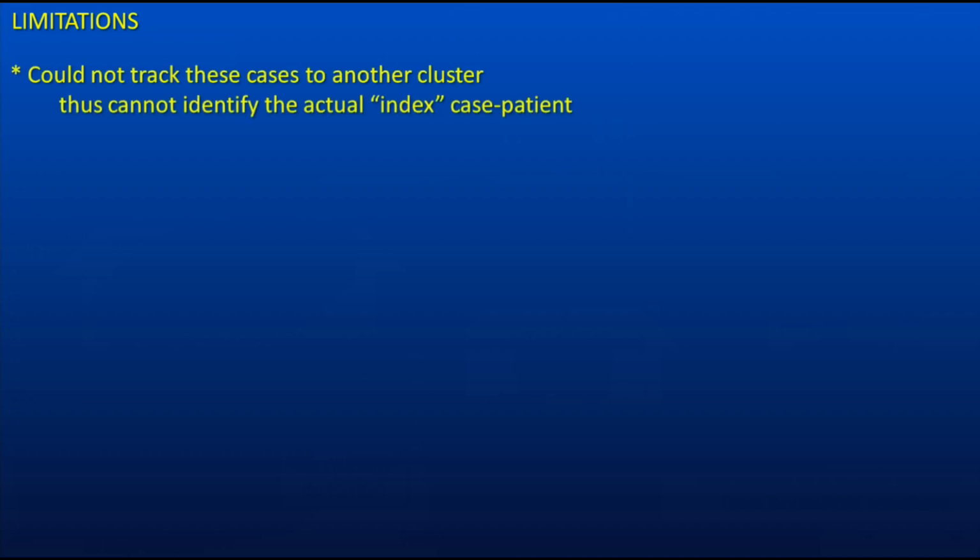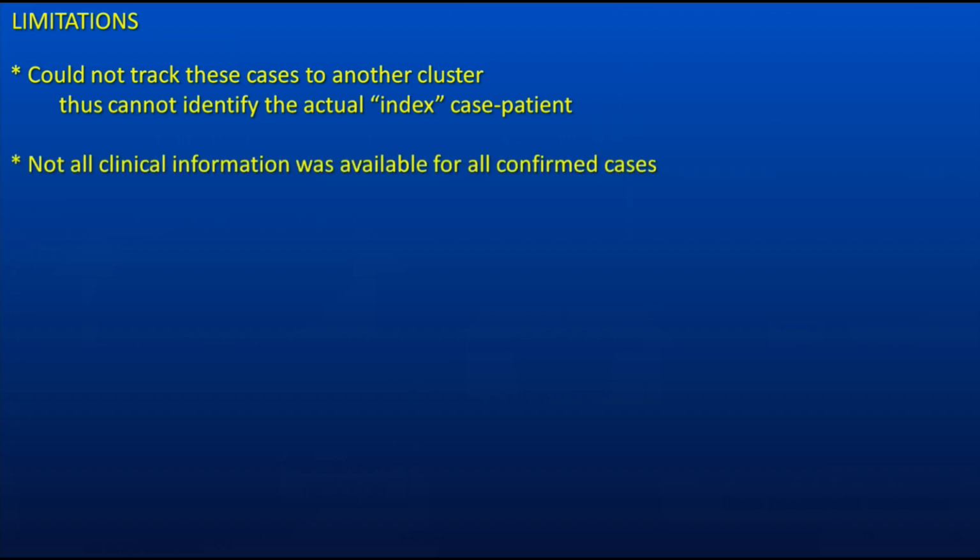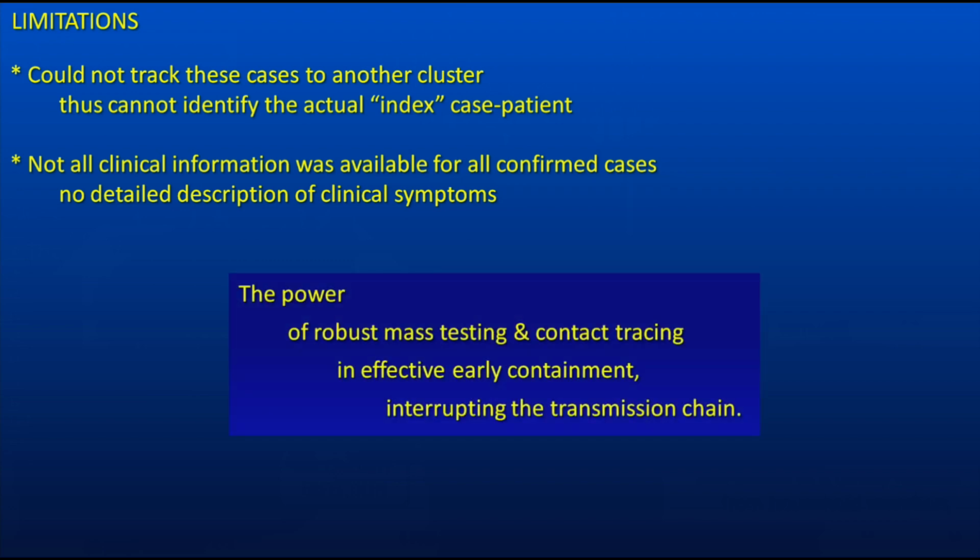The investigators identified some limitations. First, they could not track these cases to another cluster, and therefore could not identify the actual index case patient or the first patient who brought the SARS-CoV virus into the building. Secondly, not all clinical information was available for all confirmed cases, and therefore no detailed descriptions of the clinical symptoms. In the end, however, the investigators noted that this case study demonstrated the power of robust mass testing and contact tracing in effective early containment of an infectious disease outbreak, and are instrumental in interrupting the transmission chain, stopping the infection in its tracks.